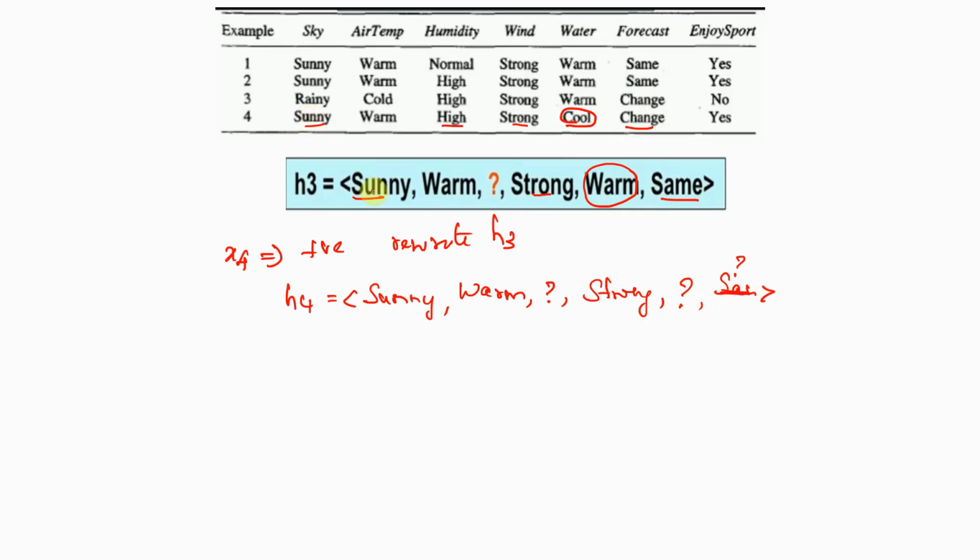So this input sunny matching, warm matching. This input question mark can accept anything. Strong, strong matching. But here my inputs are opposite. So to accept my input through this hypothesis, I have to rewrite the hypothesis to the question mark. Change, same. It is also changed to the question mark. So now this is my final hypothesis.